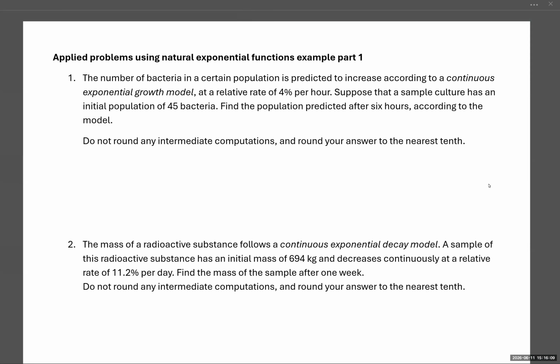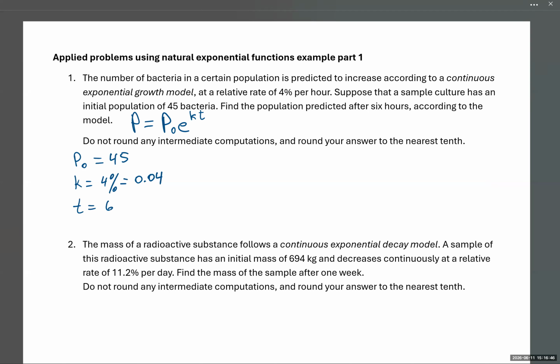So our growth or decay models follow this formula right here. P equals P naught e to the kt, where P naught is the initial population and k is the rate at which the population is either growing or decaying. So for us, P naught is 45. k is 4%. As always, we cannot do calculations with percent. We have to divide by 100 to get a decimal. And then t is 6.